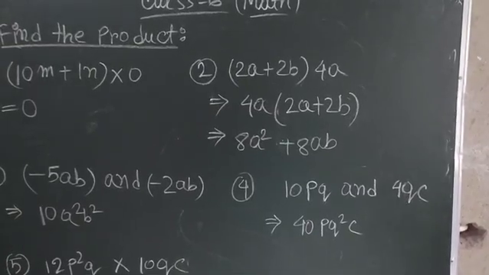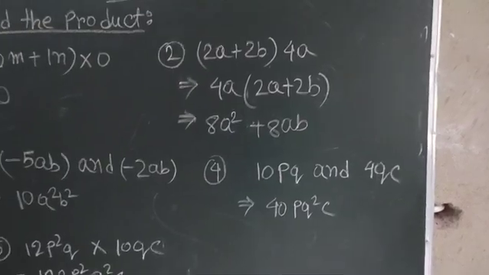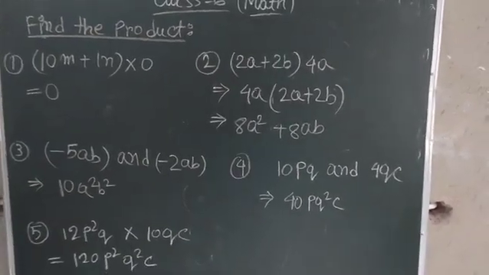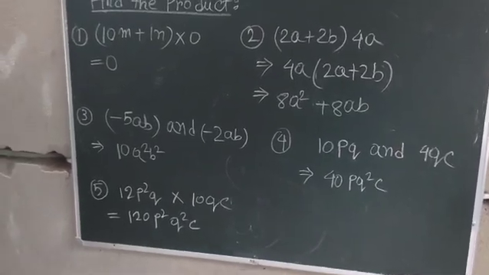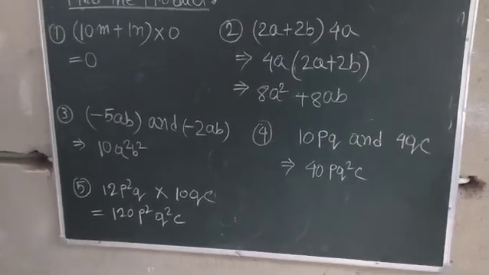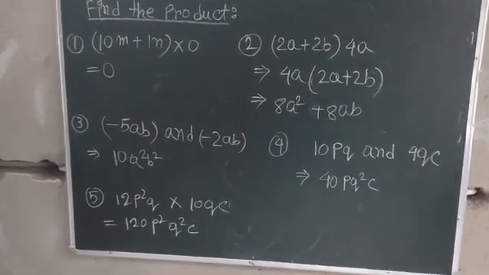So first we multiply 4a with 2a plus 2b and the answer is 8a square plus 8ab. Number 3, minus 5ab multiplied with minus 2ab. Then the answer is 10 a square b square.